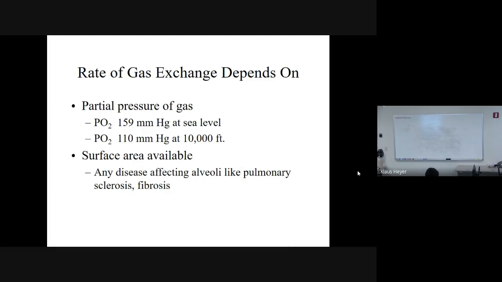So I'm going to use some examples here. At 10,000 feet, the pressure of oxygen drops to about 110. If you recall, what it is in your lungs is around 105. So it's a smaller difference, right? The air right now in New Orleans is about 160 outside, and in our lungs it's 100. So that's a lot easier to diffuse. It wants to go into our lungs a little bit more. At some point, when you go high enough, you breathe it in, and it's not going to cross over into your blood.